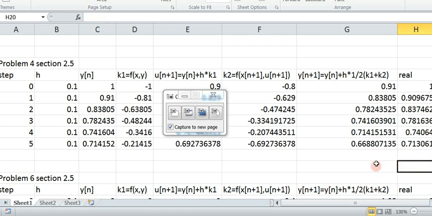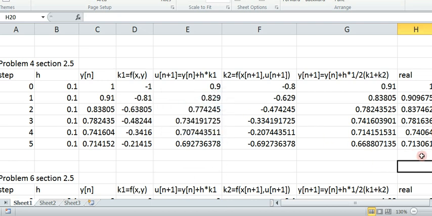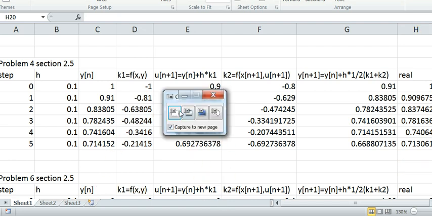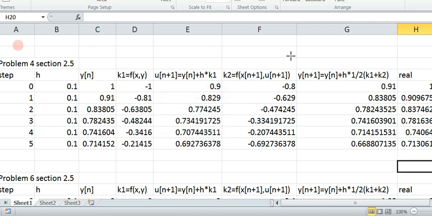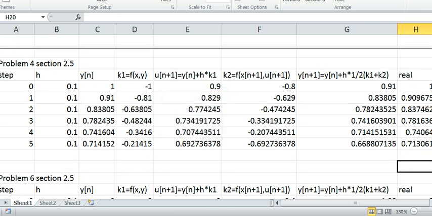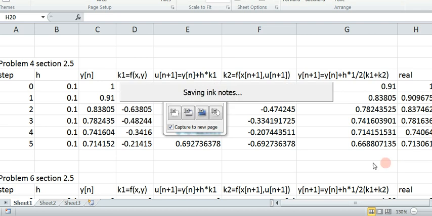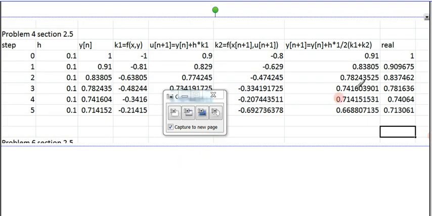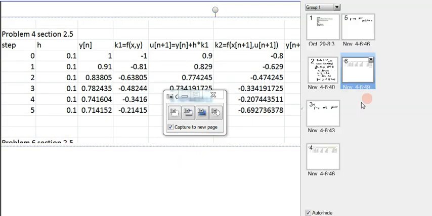Alright, so we see that if we remember what those numbers were in the last section, they are closer to my answer than I had before. So this is a better method. I have a better answer. What more do I want? Okay, we'll look at number 6 next.